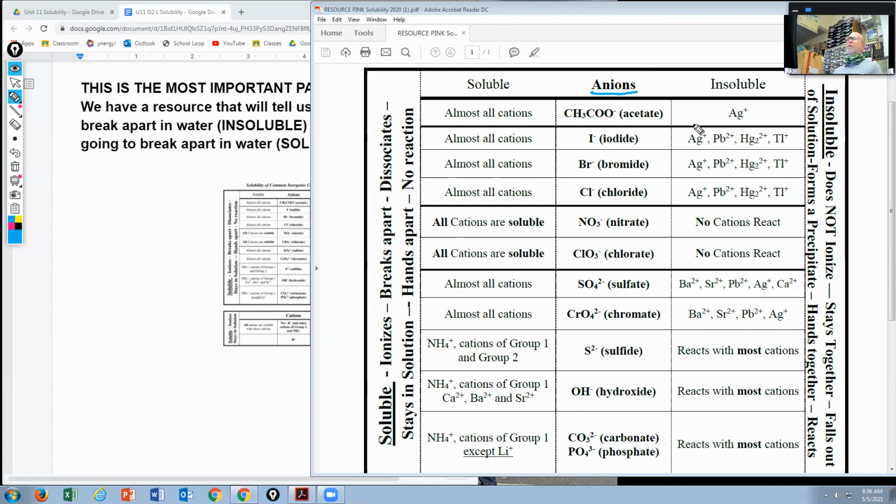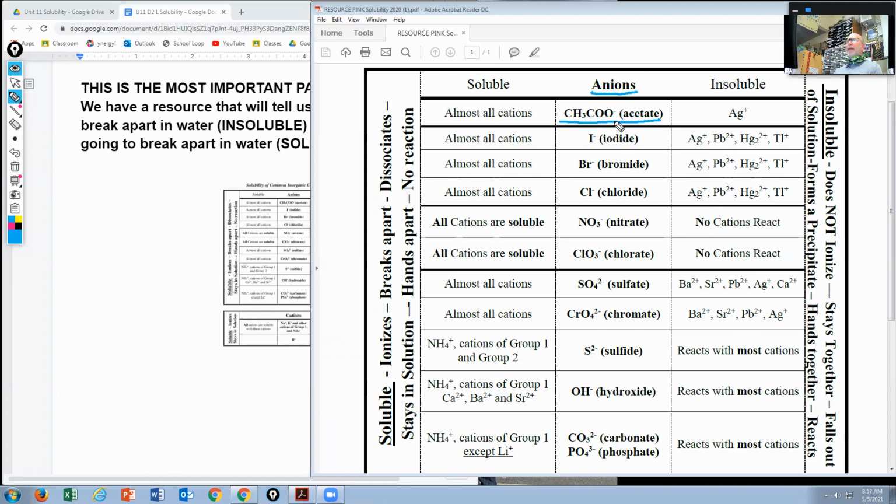So what we are going to do, we're going to look and say, you see how it has silver ions, lead, mercury, thallium, all of those are in there. And then here we have ammonium, group 1s and group 2s. This is what's reacting. So let's start off with acetate.